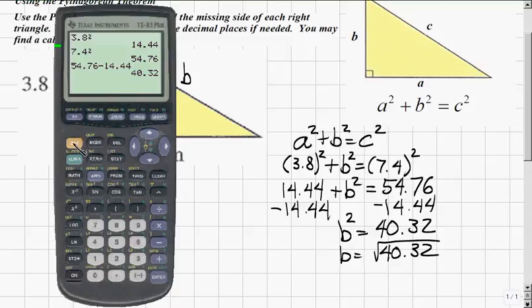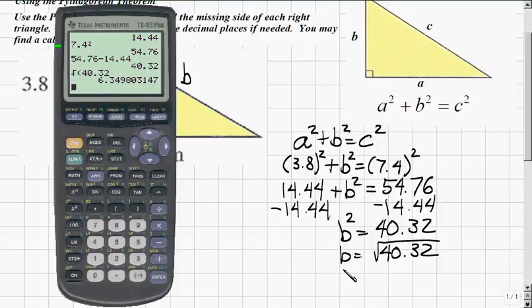So, hitting second and x squared brings up the square root. 40.32, enter. To 3 decimal places would be 6.349, but since our next decimal place is an 8, we'll round our third decimal place up to a 0, which also will round up the 4 to a 5. That means b is equal to 6.350.